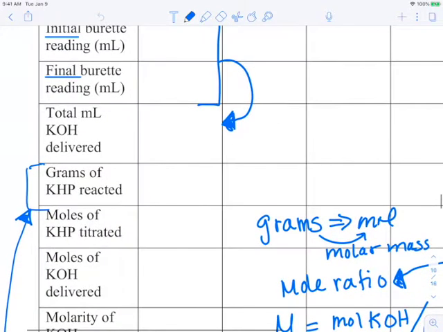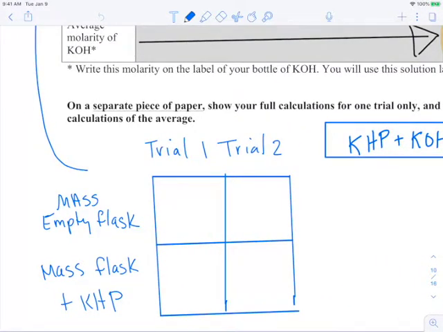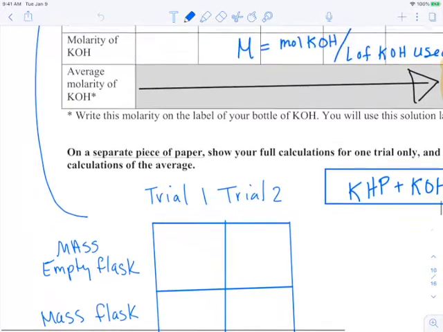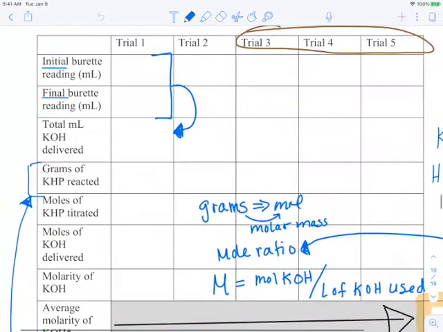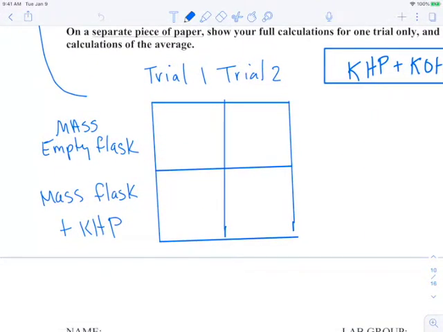All right, next up is grams of KHP reacted. That's where you're going to take the difference between the mass of the empty flask and the mass of the flask plus KHP. You're going to place that with the grams of KHP reacted, and you're going to have a number for trial 1 and then another number for trial 2 because you have data for both trial 1 and trial 2.